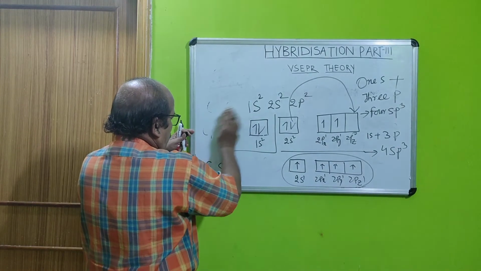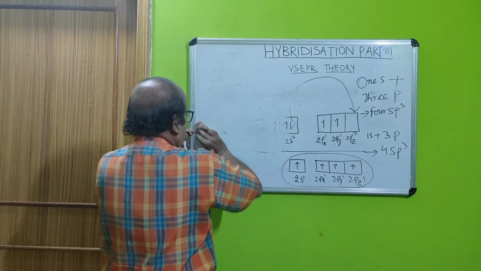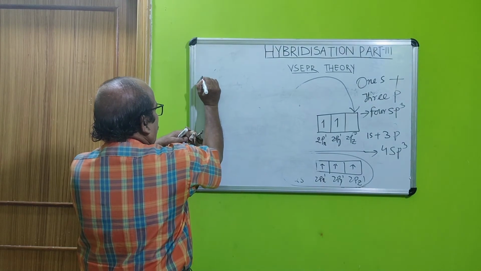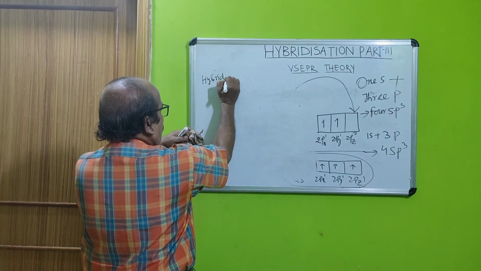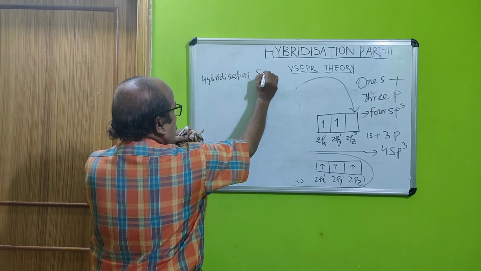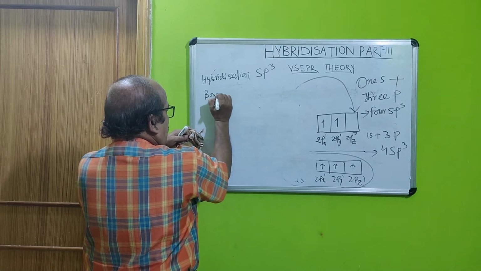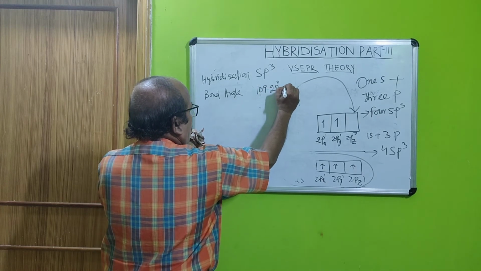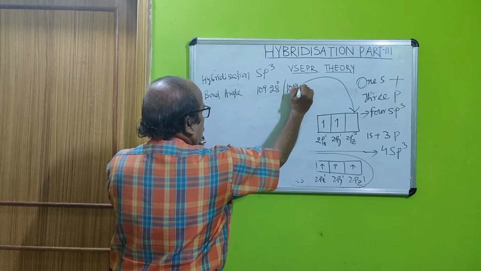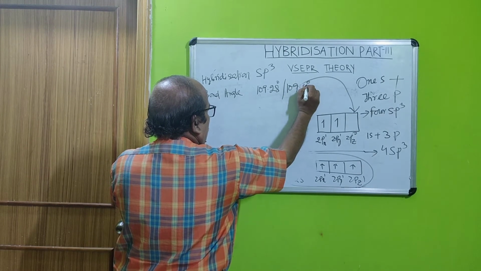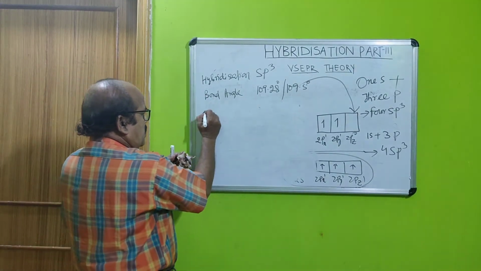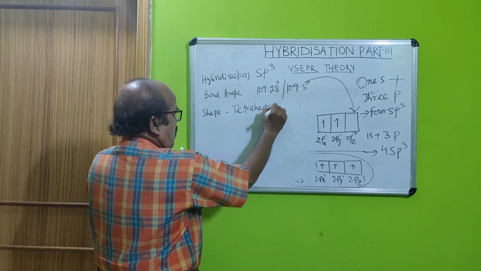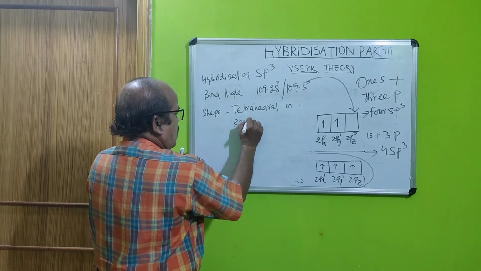I have told you before, in case of sp3 hybridization, when the hybridization is sp3, its bond angle is 109.28 degree or 109.5 degree, and the shape is tetrahedral or regular tetrahedral.